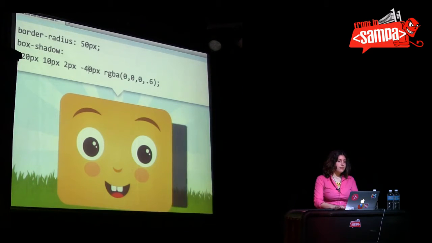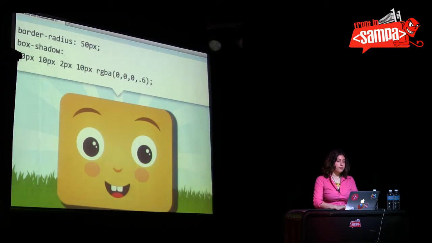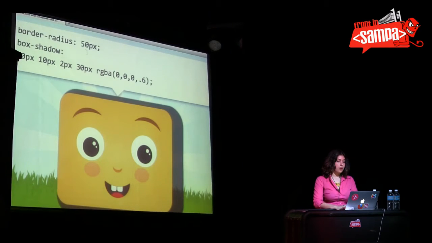And if the spread is positive, the rounding increases. So now our border radius is 50, but our shadow's rounding is 30. So box shadow follows border radius as well as it possibly could.